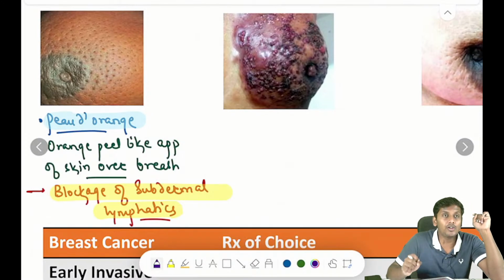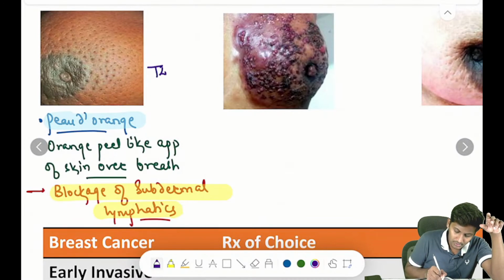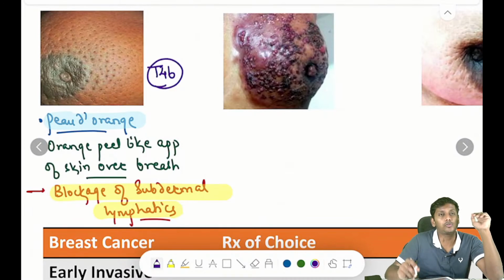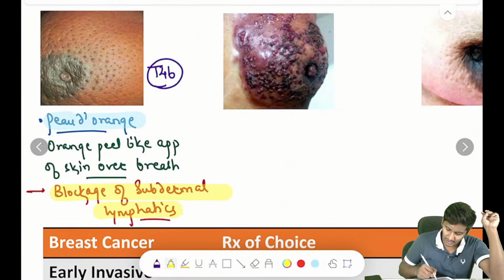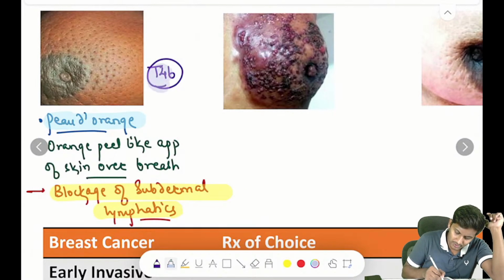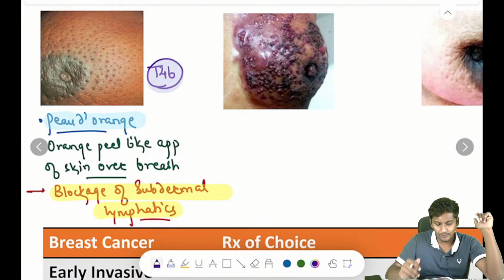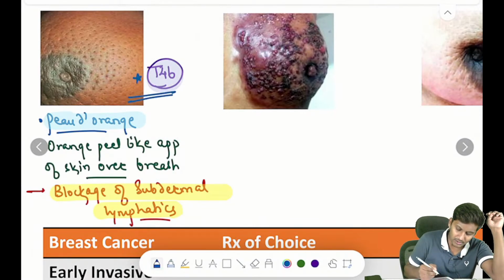Important is, peau d'orange will be which stage of the breast cancer? You have to remember, peau d'orange is usually T4b. Why? This has been a twice asked exam question. Peau d'orange is considered skin involvement. Therefore, T4b will be the staging for peau d'orange. That has been a previous year question.